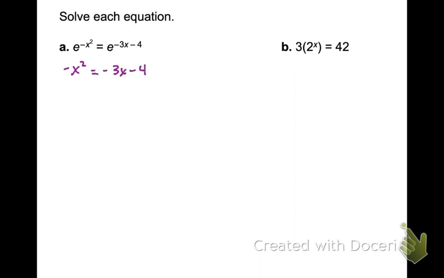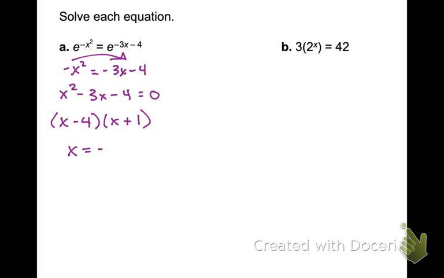Now I have an equation. It is a quadratic equation. So how do I solve all quadratic equations? Set them equal to 0, and we're going to move this over here, yes? Okay, so I have x squared minus 3x minus 4 equals 0. And then what? Factor. So I'm assuming you're going to go with x minus 4 and x plus 1. Yep. And so x equals negative 1 and 4.